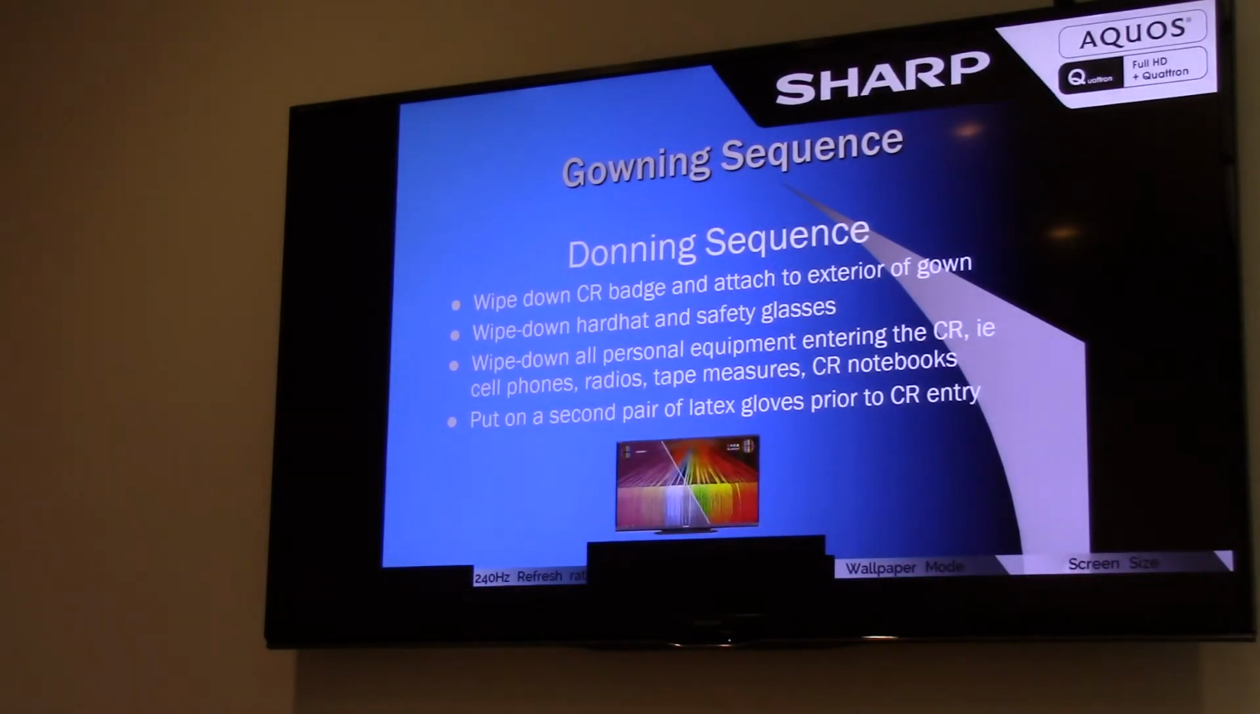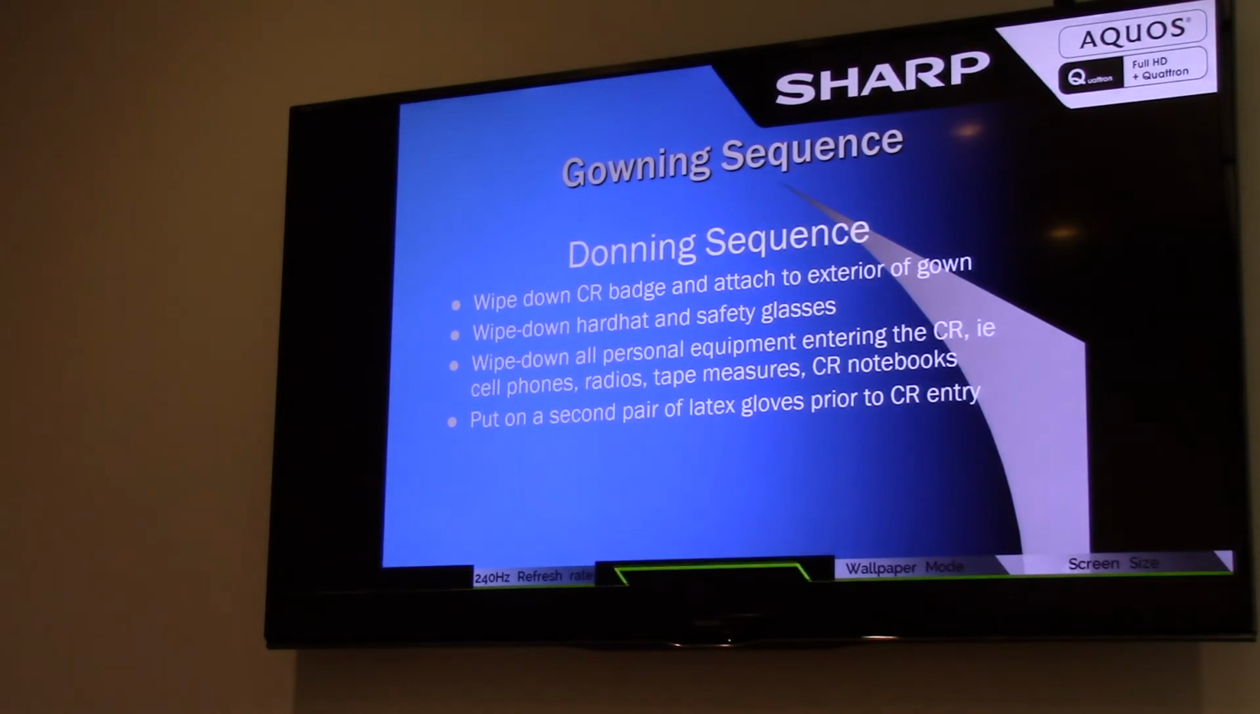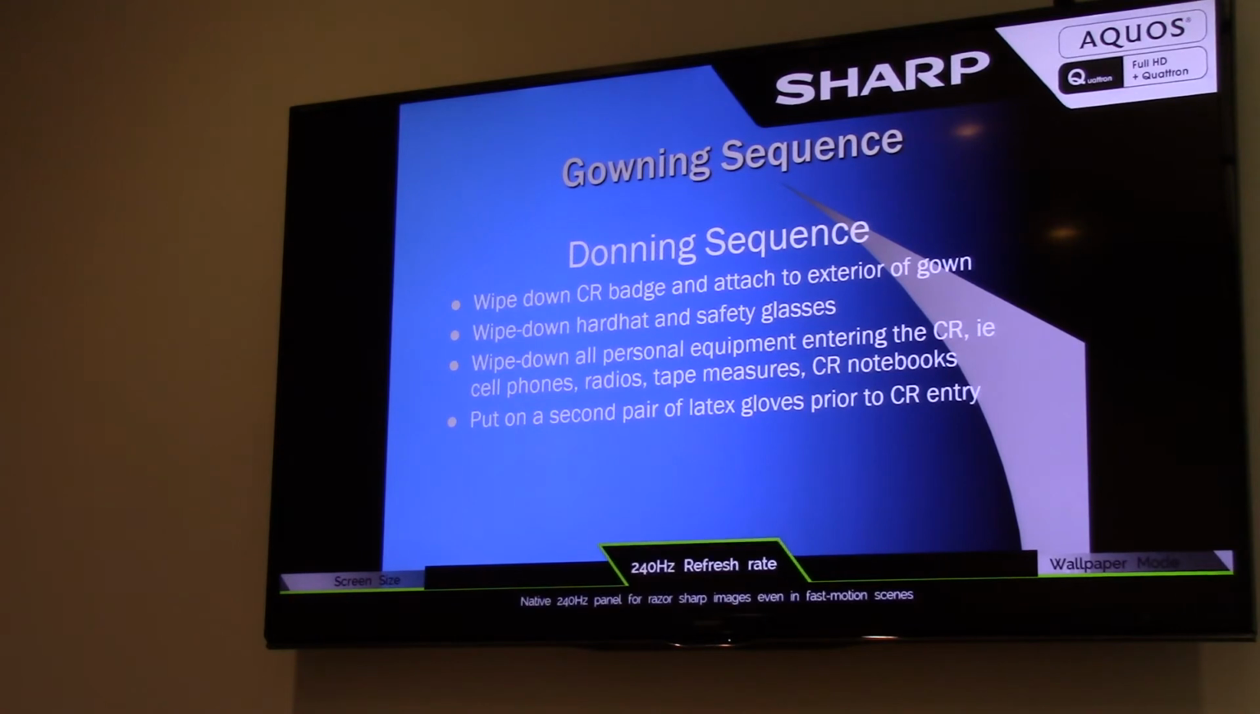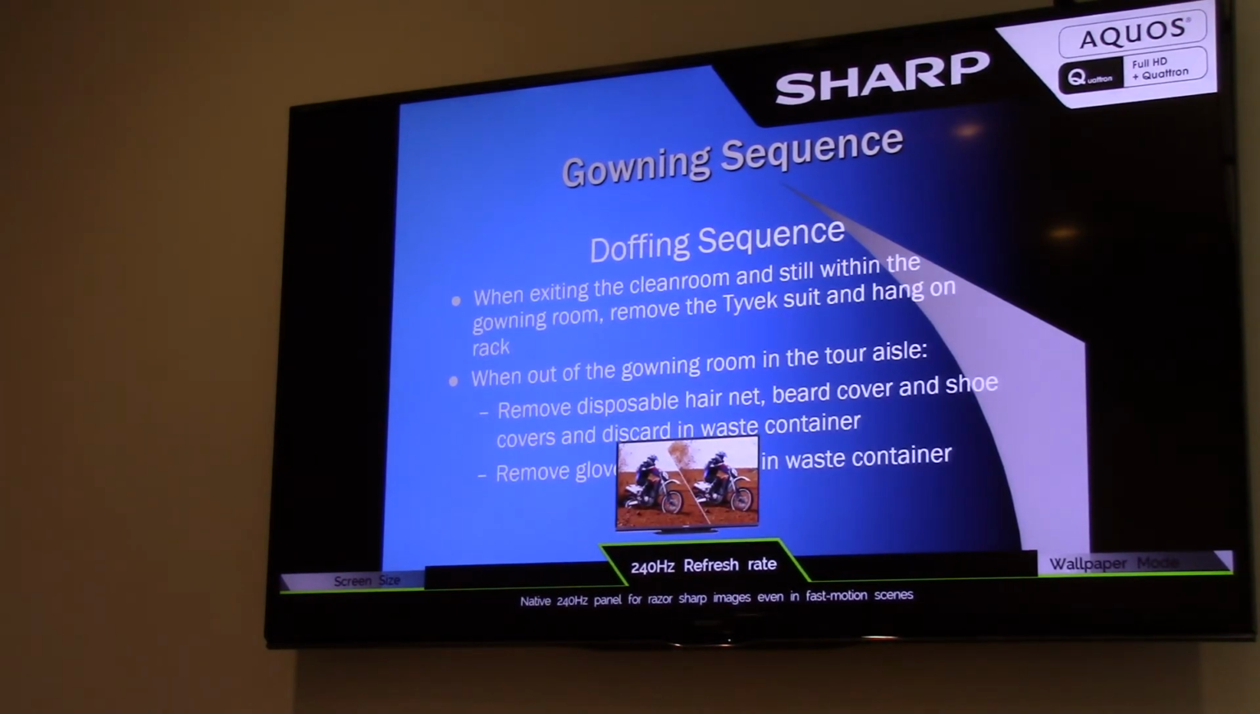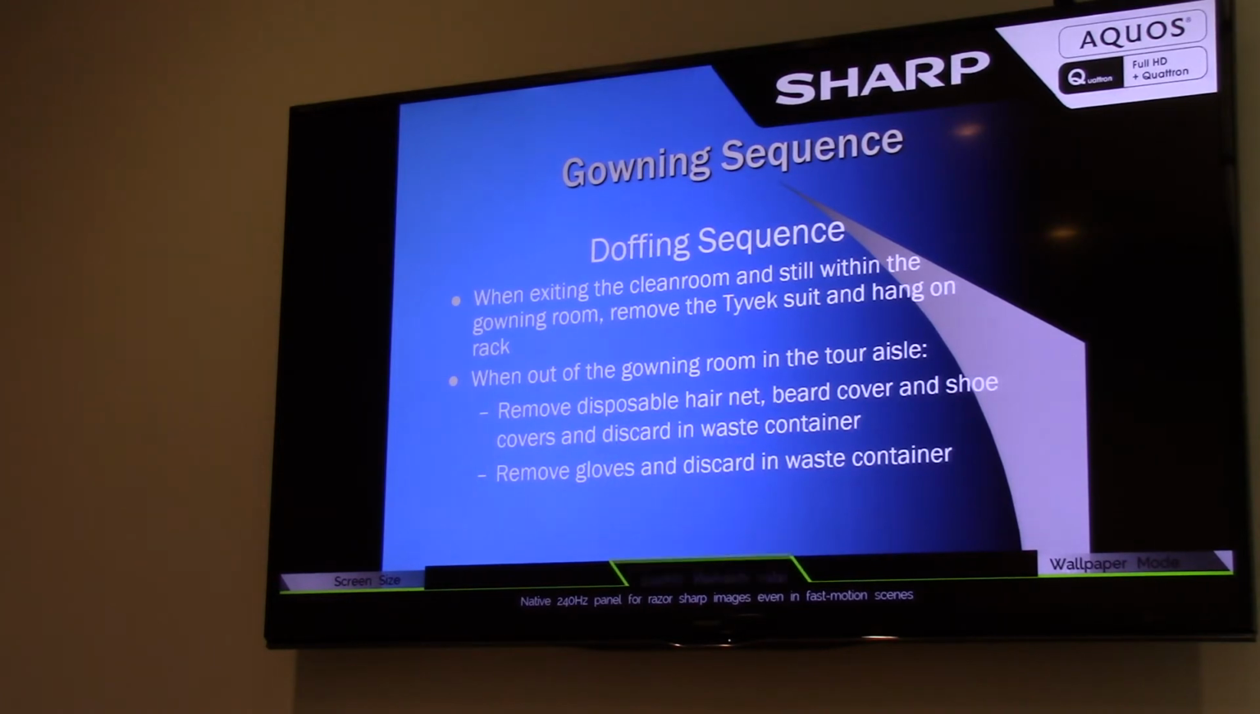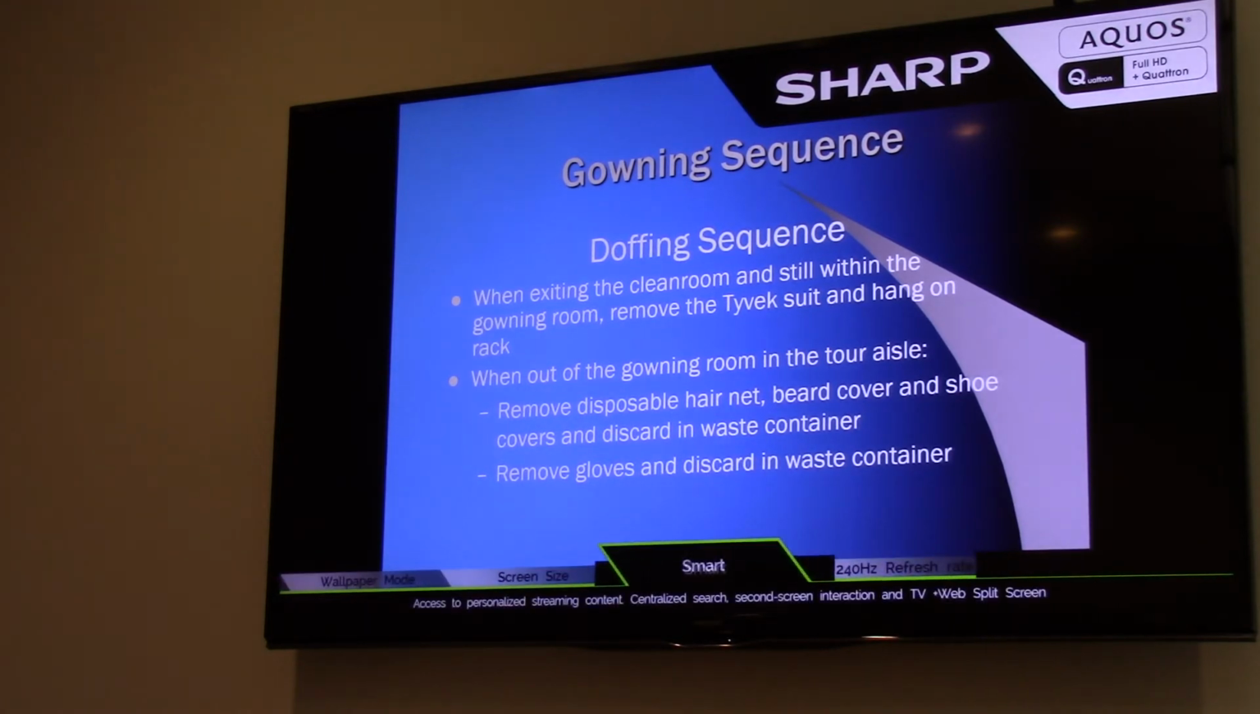And anything entering the clean room, in this case we're not going to have hard hats, you may have safety glasses. You want to make sure any items you're bringing in are wiped down before you enter the clean room. And then after that, you put on your second set of latex gloves prior to entry. And when exiting the clean room, you're going to remove the Tyvek suit. Sometimes they reuse them if you hang them up. I think there's some gowning racks out there. And then usually you dispose of everything else.